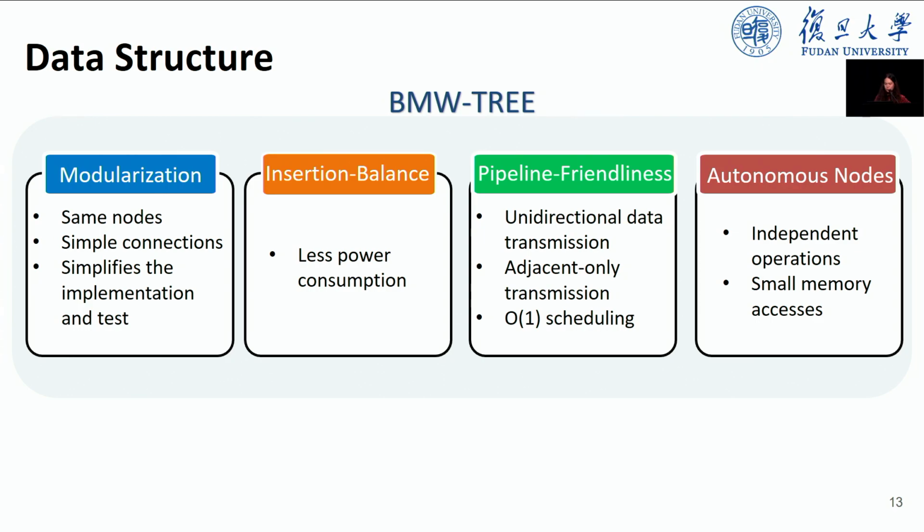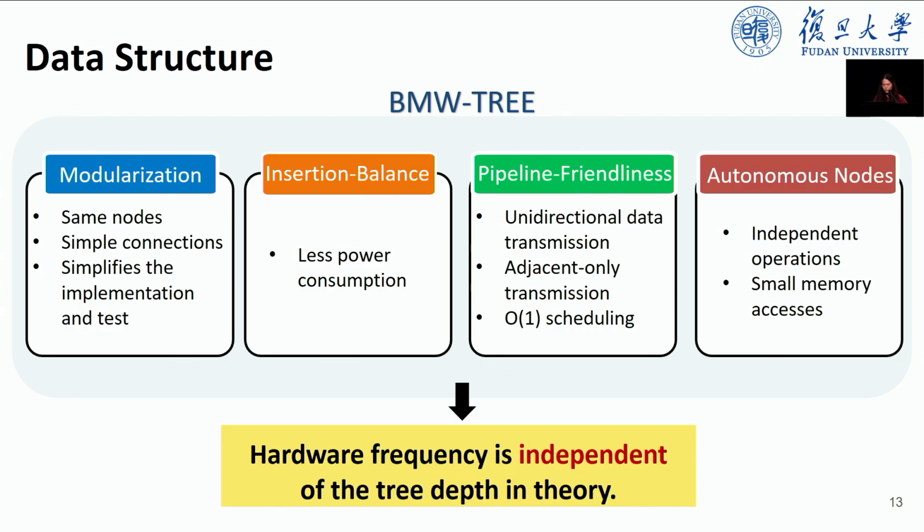BMW tree is also pipeline friendly with autonomous nodes. Operations on each node are independent of the rest of the tree. Thanks to these properties, the hardware frequency of BMW tree is independent of the tree depth in theory.